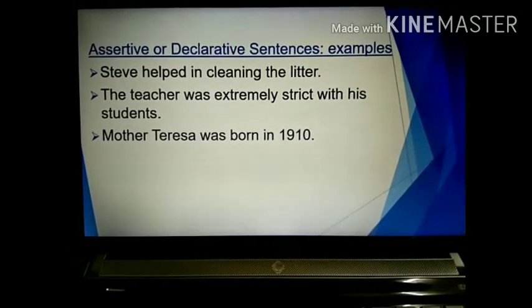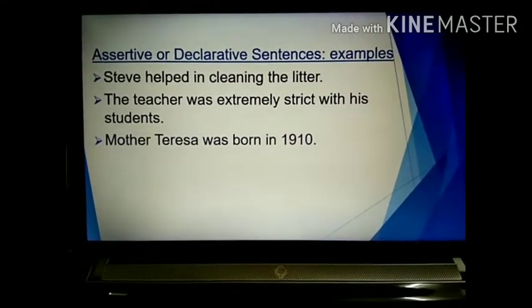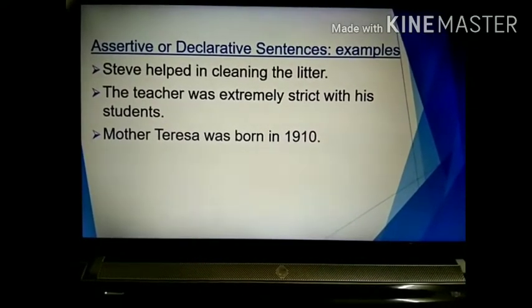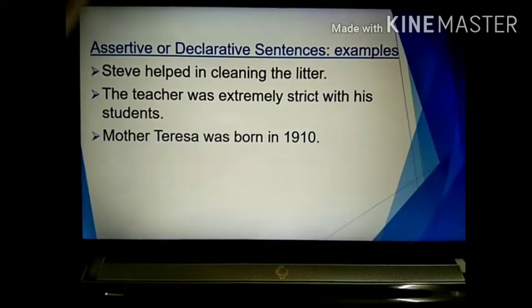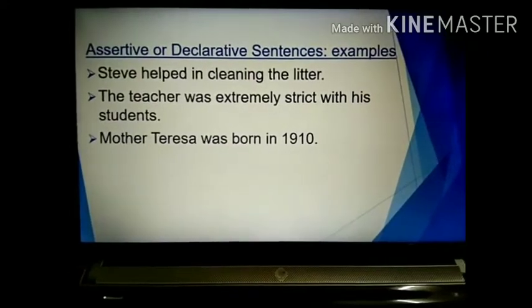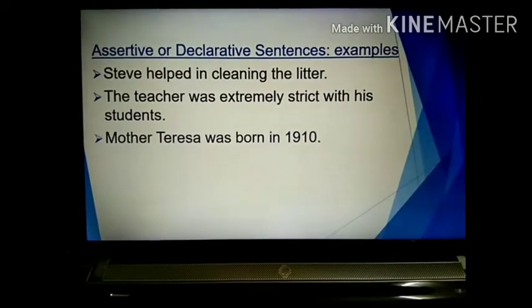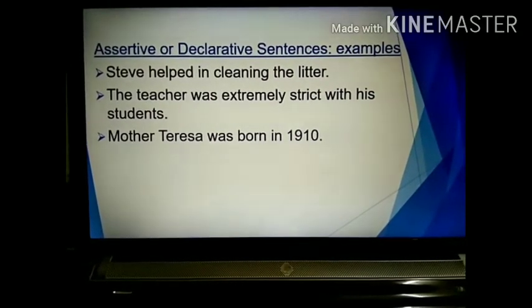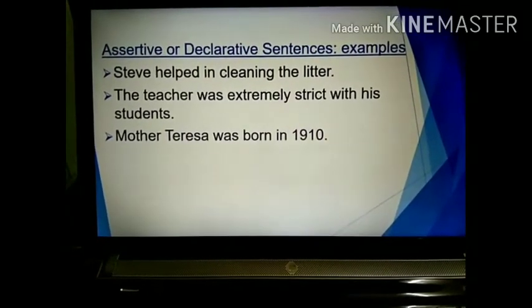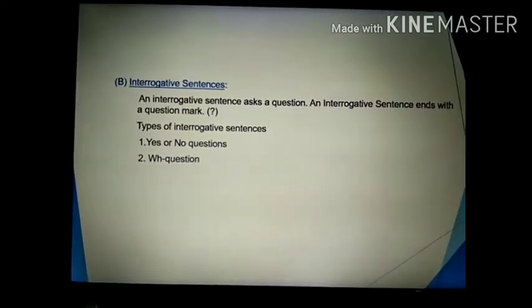Second, the teacher was extremely strict with his students. How was the teacher with the students? She was strict. Third, Mother Teresa was born in 1910. Now, the third example is telling about Mother Teresa and it is also giving information about Mother Teresa. So I hope all three examples are clear and they tell us about declarative sentences.